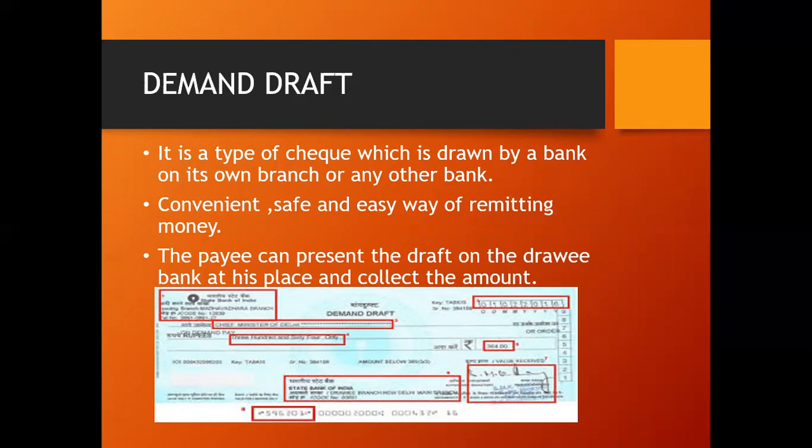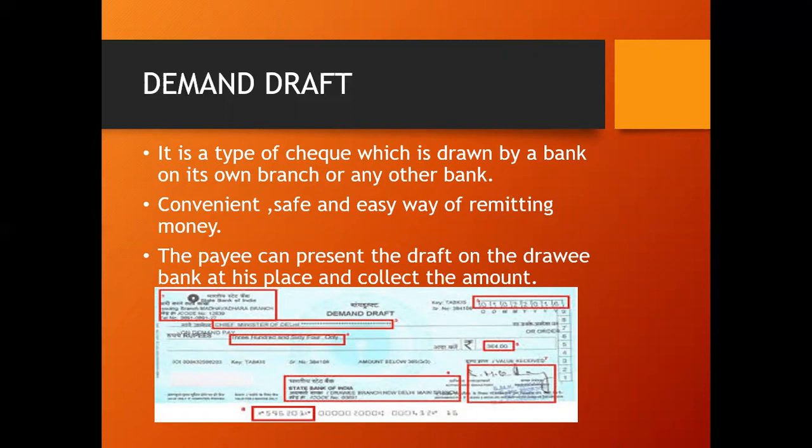So it is the most convenient, safe and easy way of remitting money. And the payee can present the draft on the drawee bank at his place and collect the amount. Suppose you are sitting in Delhi and you want to make payment to one of your suppliers who is from Bangalore, and you do not know that person, neither does he know you. So there's a trust thing also there. So in this case, it is the safest way.